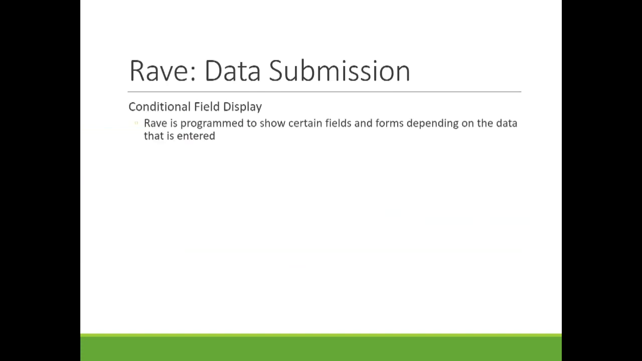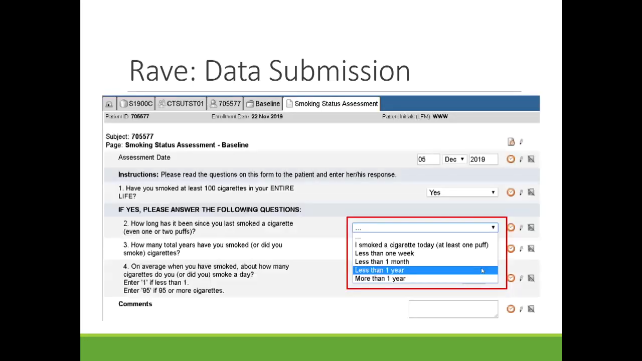And as mentioned earlier, RAVE can be programmed to only show certain fields and forms depending on what data is entered. So let's take a look at an example. So this is one of the baseline forms asking for the patient's smoking status. And in this example, depending on the answer selected from the drop-down box, additional follow-up questions will generate below the question after the form is saved.